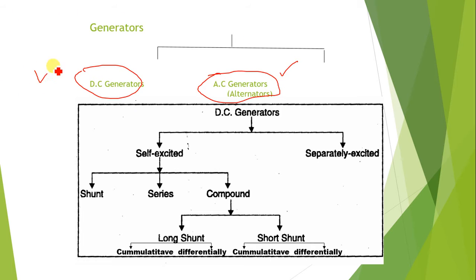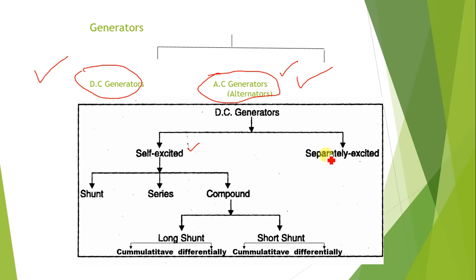The starter motor is DC. When you want to charge your battery, you require an alternator. Alternators are generally AC generators. These DC generators are again classified into two. One is self-excited. That means you don't require any battery or any additional supply for the field coil.